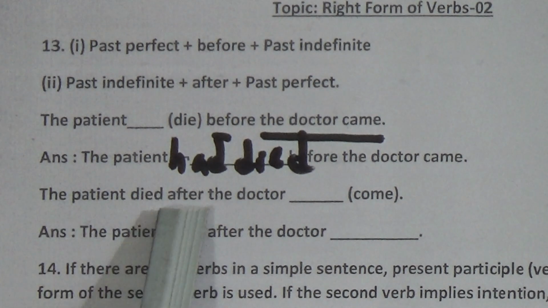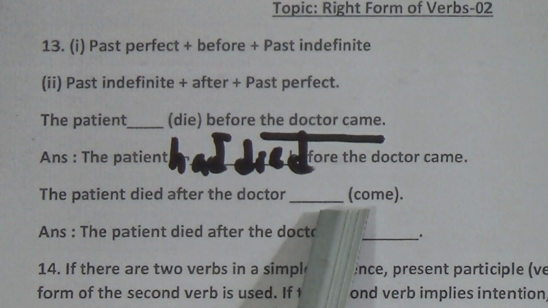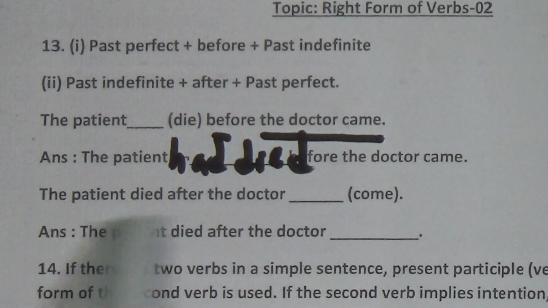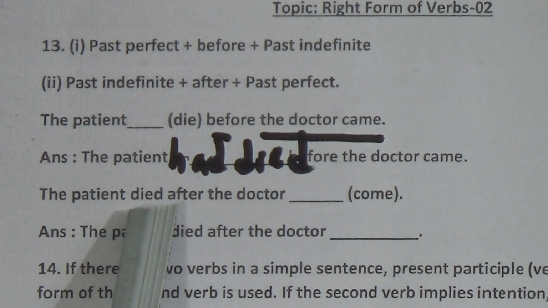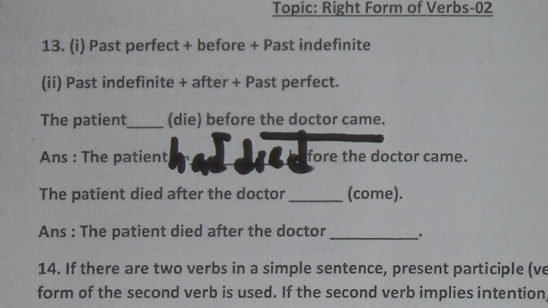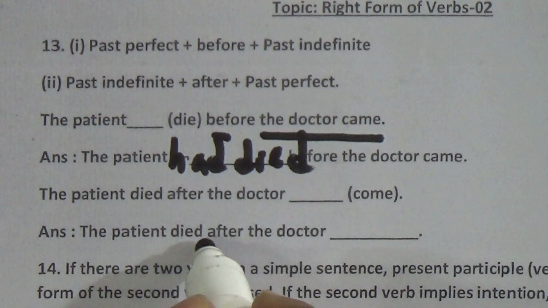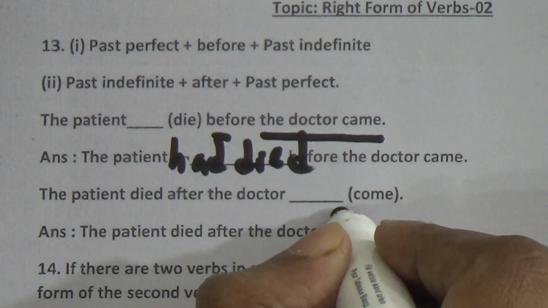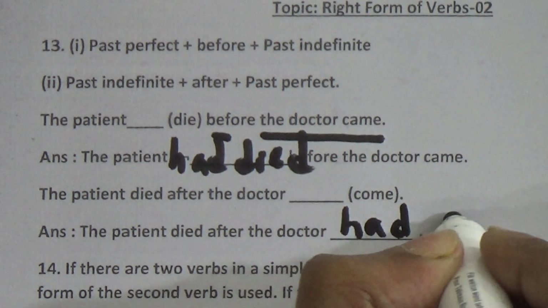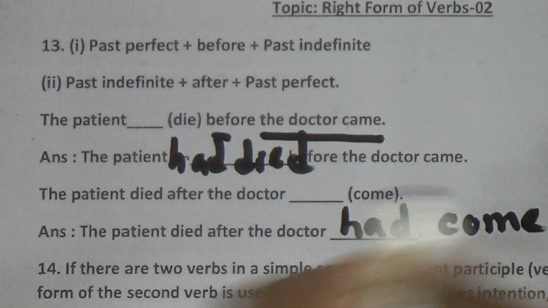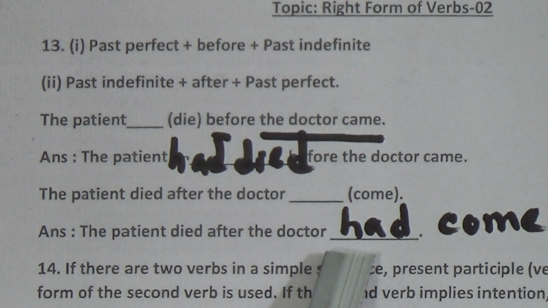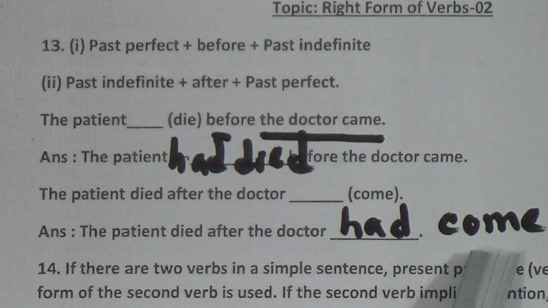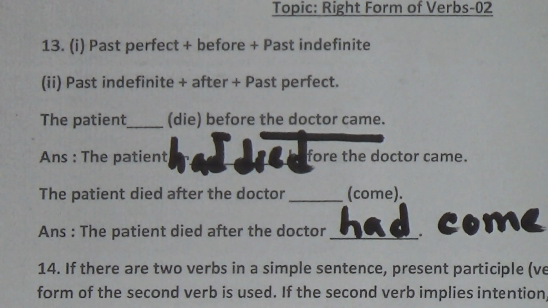The next one, the patient died after the doctor dash come. Look here, after is used and the first part is in past indefinite tense, so the next part will be in past perfect tense. So the patient died after the doctor had come, and we know that the structure of past perfect is subject plus had plus the past participle or the V3.